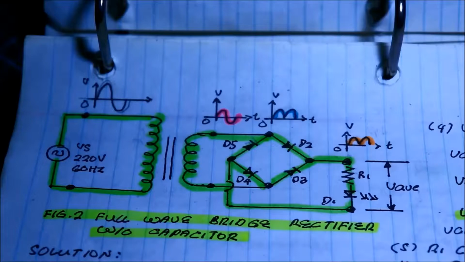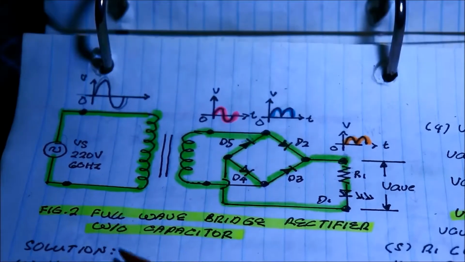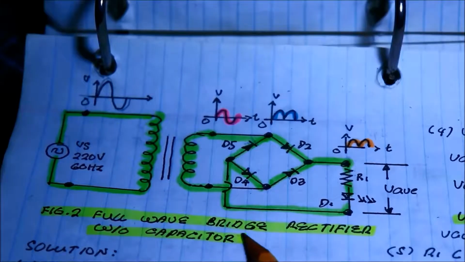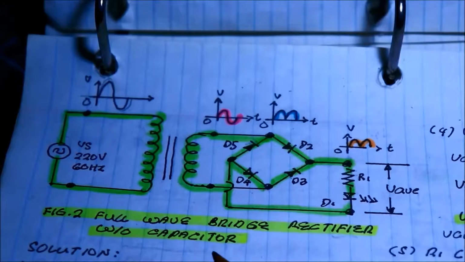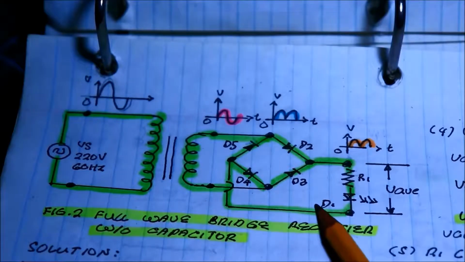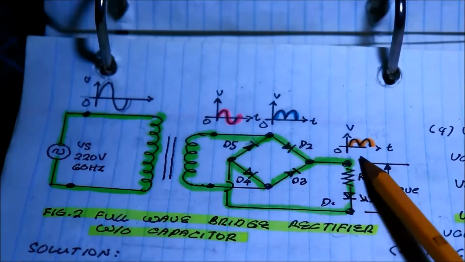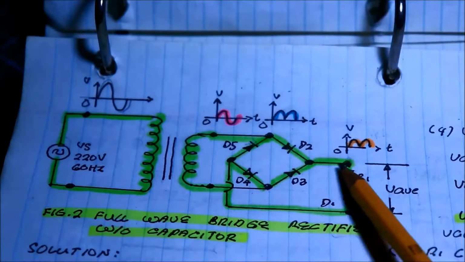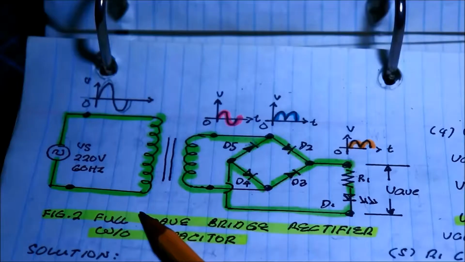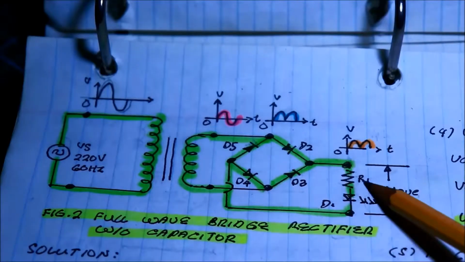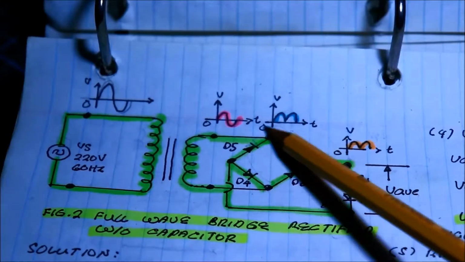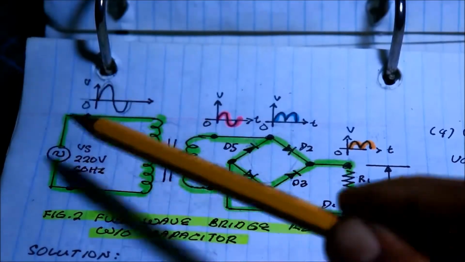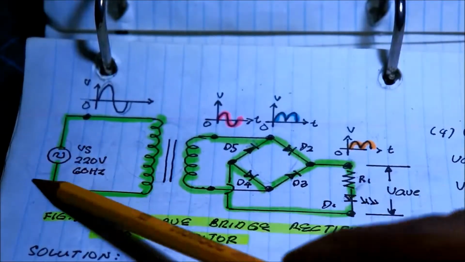Let's go back to our discussion. In figure 2, we have the full wave bridge rectifier without capacitor. So this is now the schematic diagram for solving the problem. We disconnected the capacitor. What remains here is the load, the rectifier, the transformer, and then the alternating current supply.